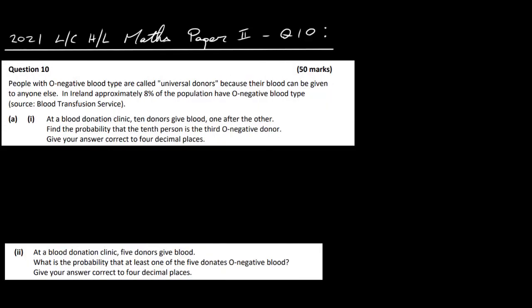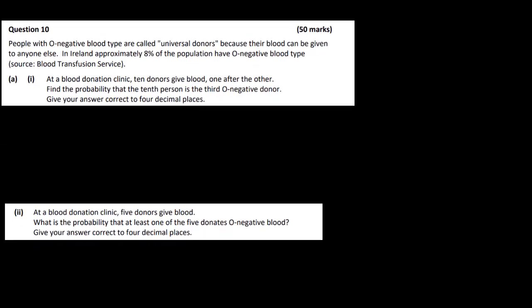Okay, so let's have a look at the 2021 Leaving Cert Higher Level Maths Paper 2, question 10. People with O negative blood type are called universal donors because their blood can be given to anyone else. In Ireland, approximately 8% of the population have O negative blood. At a blood donation clinic, 10 donors give blood, one after the other. Find the probability that the 10th person is the third O negative donor. Give your answer correct to 4 decimal places.